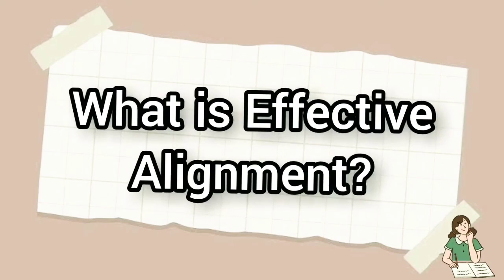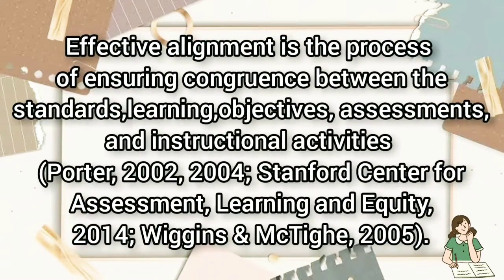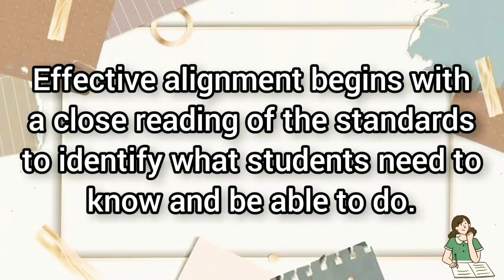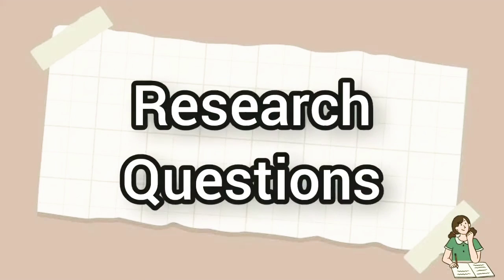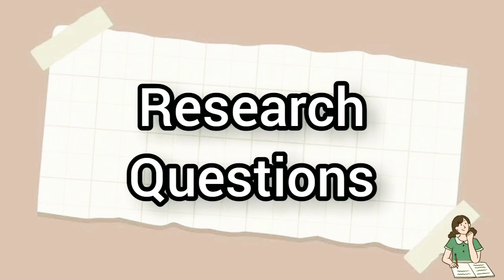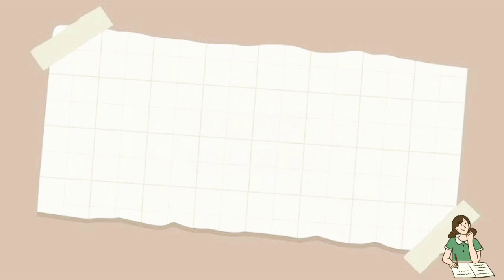What is effective alignment? Effective alignment is the process of ensuring congruence between the standards, learning objectives, assessment, and the instructional activities. Effective alignment begins with a close reading of standards to identify what the students need to know and be able to do. The following questions were answered in this research study.